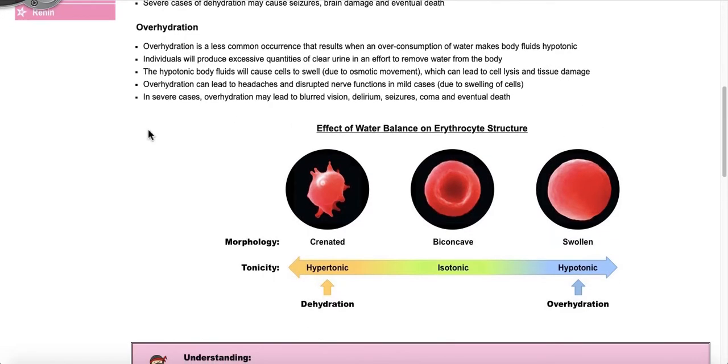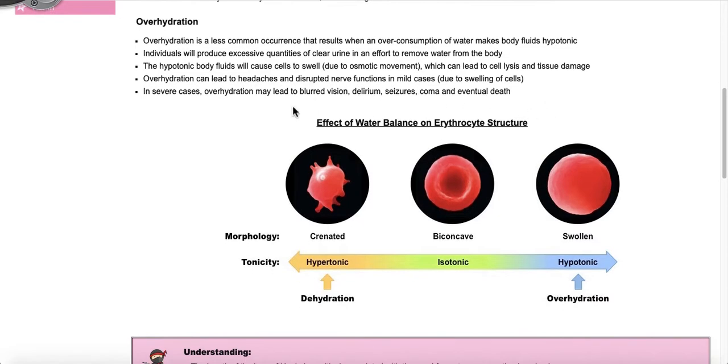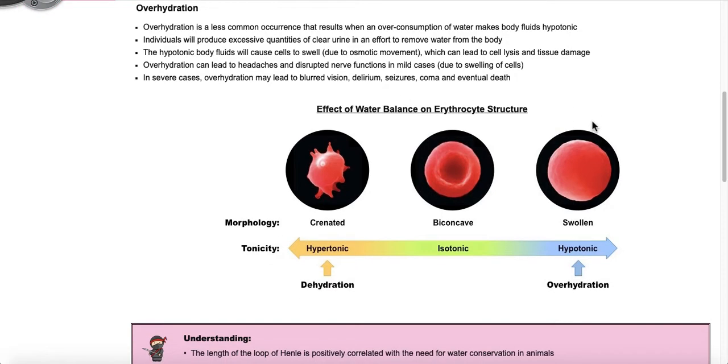A person that is overhydrated can feel headaches and disrupted nerve functions in mild cases. And in severe cases, this may lead to blurred vision, delirium, seizures, coma, and eventually death.